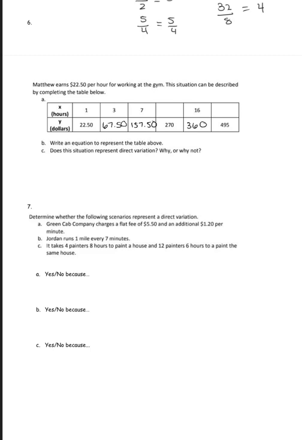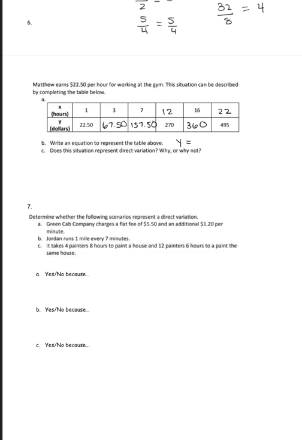Okay. Now we have to do the opposite. We have to work backwards. So they give us the dollar amount, and we have to look for the number of hours. So we can take 270 and divide it by 22.50, which gives me 12 hours. And then 495 and divide that by 22.50, and that gives me 22 hours. Okay. So it says write an equation to represent the table. So you can see that the dollar amount he gets paid, $22.50 per hour, is being multiplied by each hour, and the hours represents x. Okay. So our y, which is our dollars, is equal to, we have a constant of $22.50.